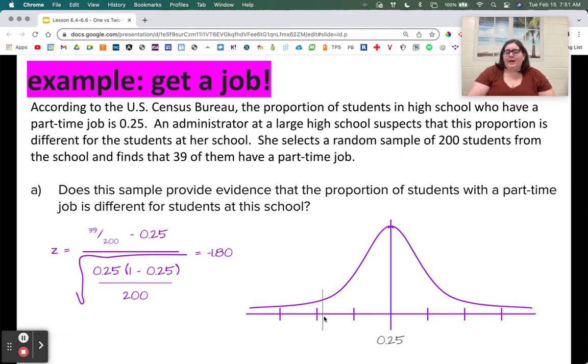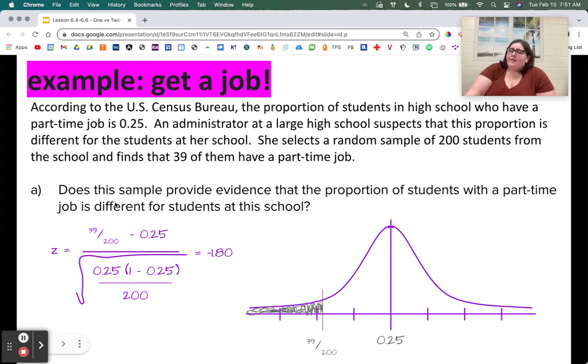Our z-score was negative 1.8, which puts us at about here. That's where the 39 out of 200 is. So our sample proportion was clearly less than the claimed proportion. If this were just a one-sided test, if I was just wanting to show that there's evidence that it's less than 0.25, then I would just shade less.